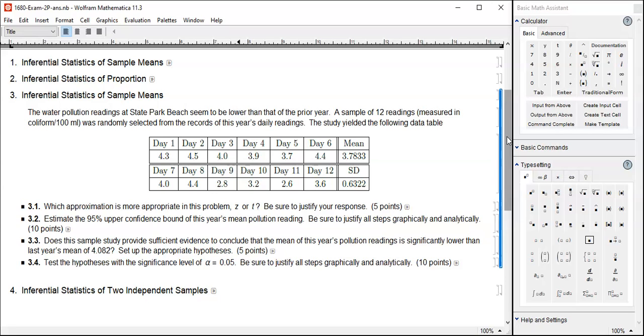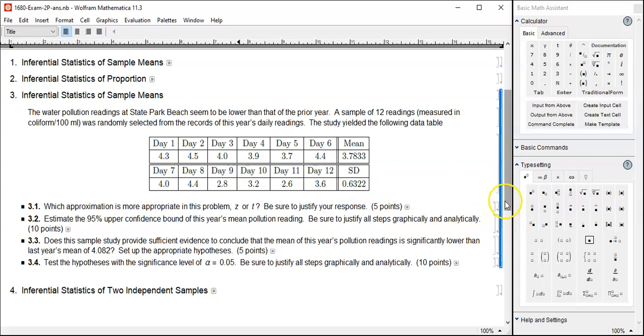Okay, which approximation is more appropriate? This time, clearly, T approximation is appropriate, coming from the data table, small sample size of 12, and the standard deviation here is coming from the sample, not from the population.